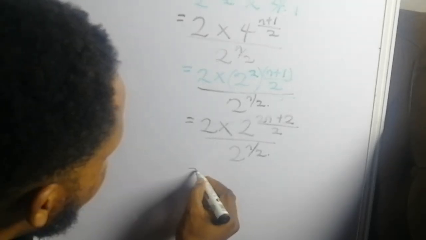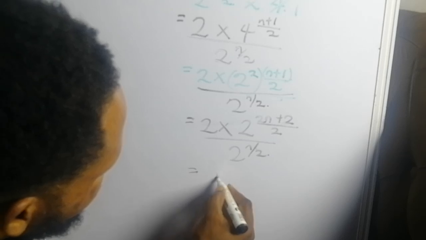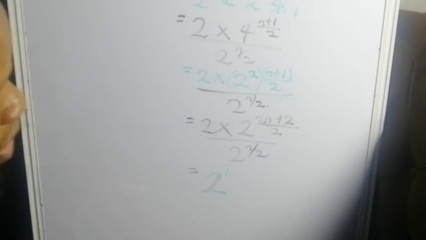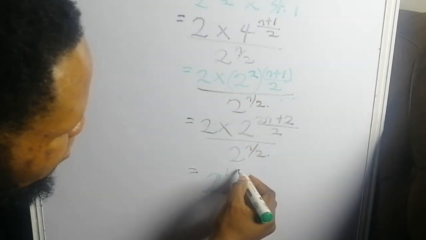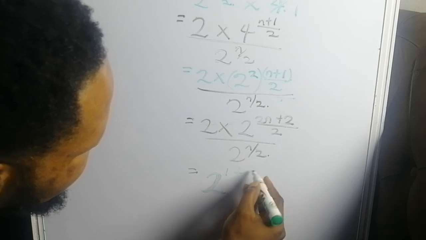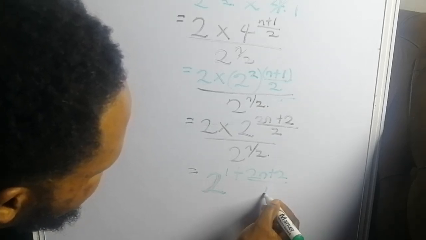So it means that here I can pick 1, 2. All of them are in base 2. So this is 2 raised to power 1, but we don't usually mention it. Multiplication changes to plus under indices. That's 2n plus 2 over 1.